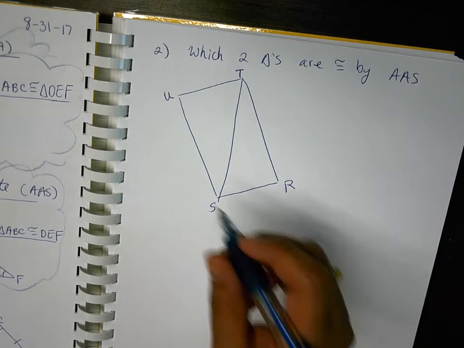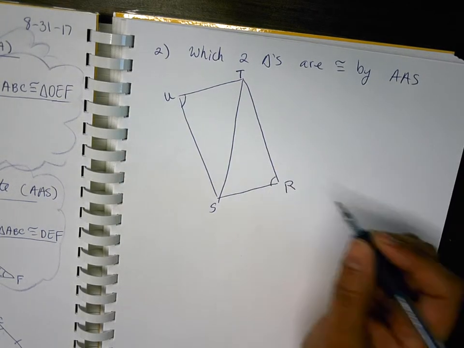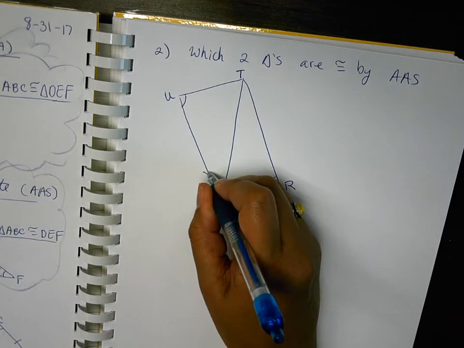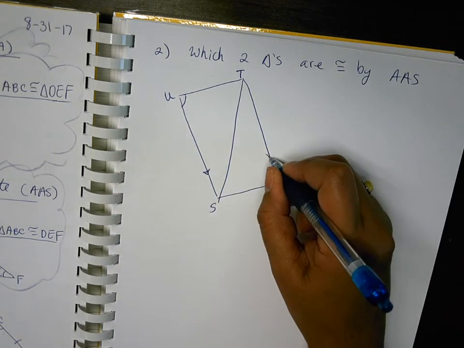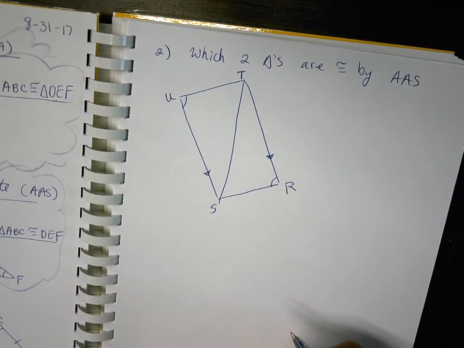Okay, I'm going to give you a marking here. U and R are congruent. And I'm going to give you these little arrow markings. What does that mean? Parallel. Okay, that's all I'm giving you. Do we have enough to say that two triangles are congruent by angle side?